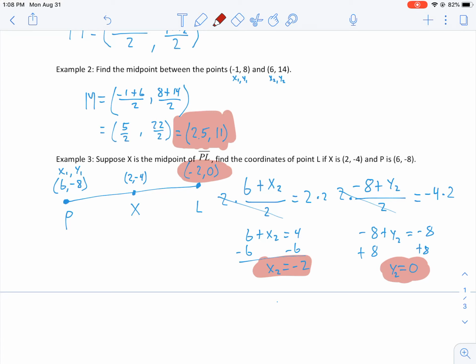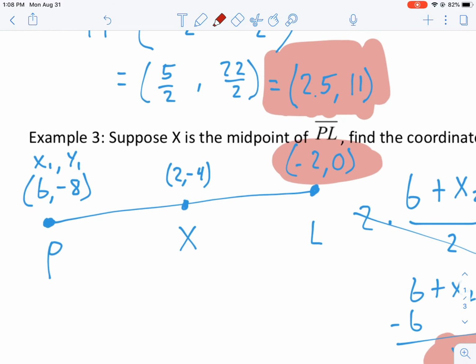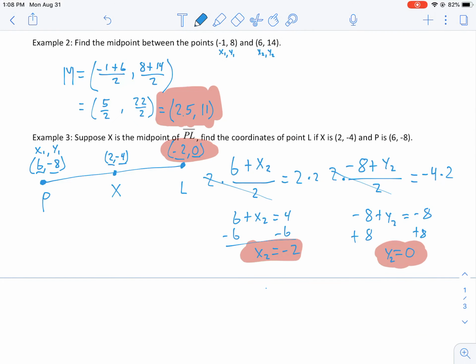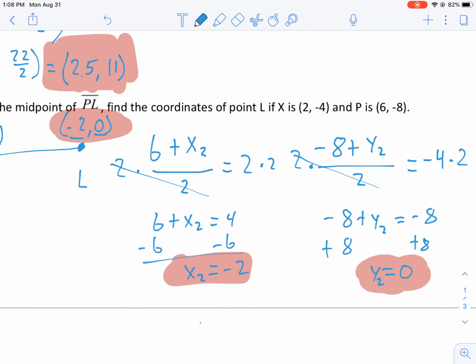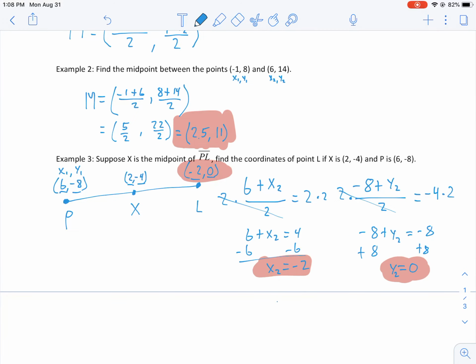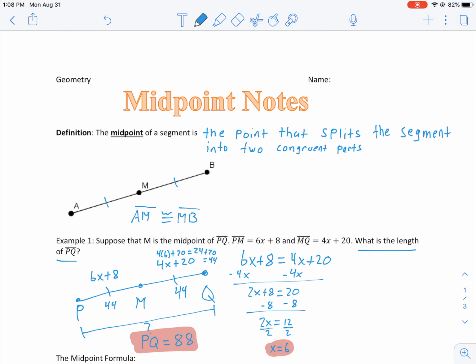Now you could try and figure it out. You could say, okay, well, 6 and 2, that's down by 4. So if I went down by 4 again, I would make it to -2. And you could say -8 to -4, that's up by 4. And if I went up by 4 again, that gets me to 0. But that's if you really know what's going on. If you're unsure, solving it like this will always give you the correct answer as long as you solved correctly. So hopefully you guys can use this to complete the practice.